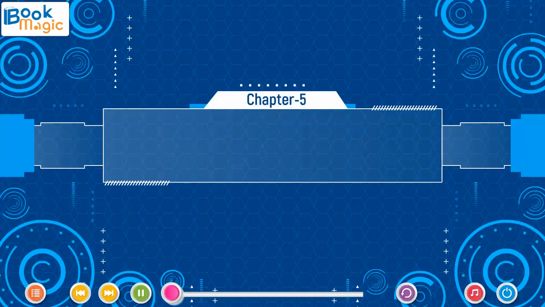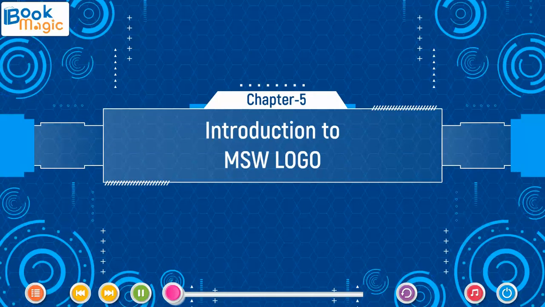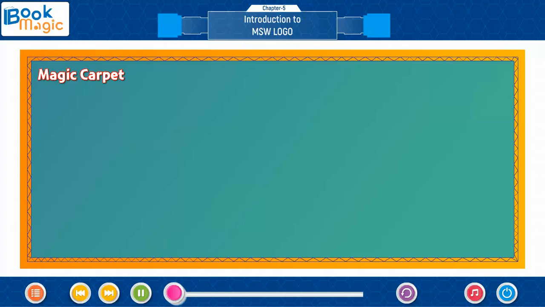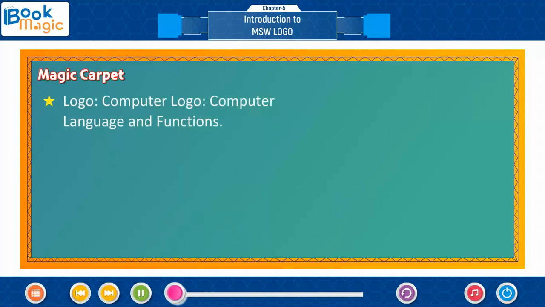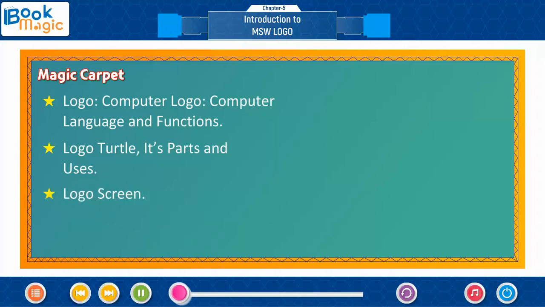5. Introduction to MSW Logo. Magic carpet. Logo, computer language and functions. Logo turtle, its parts and uses. Logo screen. Primitive. Starting and closing Logo.